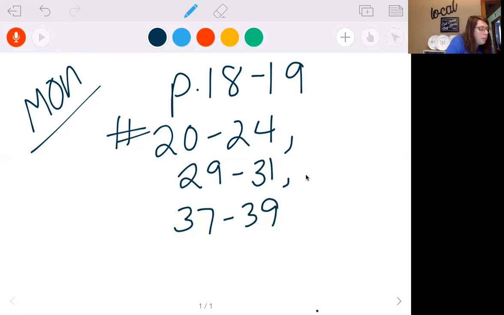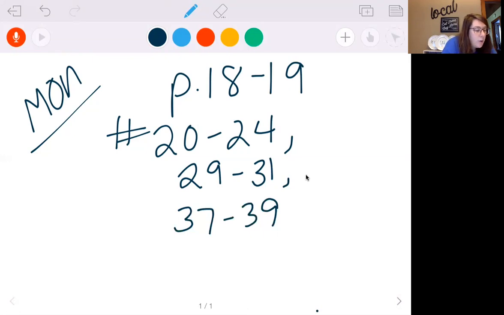Number 22, blank plus 53 equals 93. If they gave us a missing number with addition, you think subtraction. So use subtraction to find that missing number. 23 is the same way, and 24. So those should be pretty simple. We definitely did those last year.